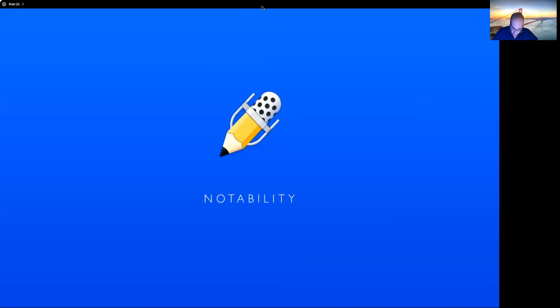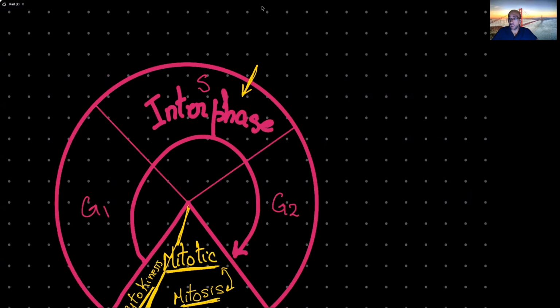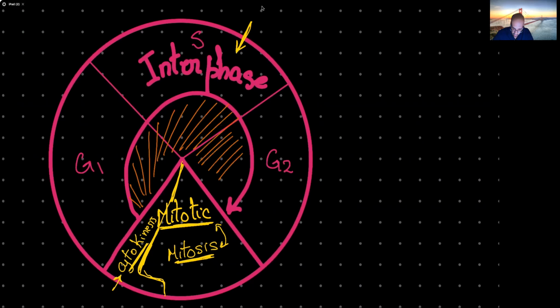A quick review of the cell cycle. If you remember, the cell cycle is simply the life cycle of a cell, and it's going to be divided into two main phases. The first phase here is the interphase, and the second phase is the mitotic phase.